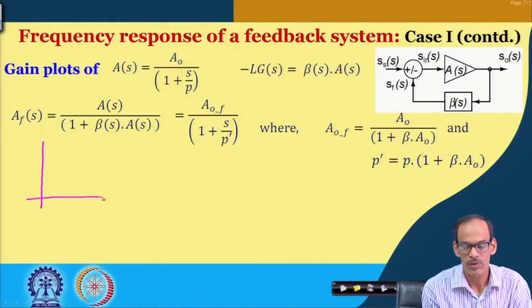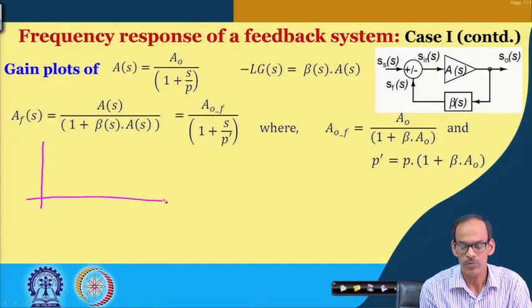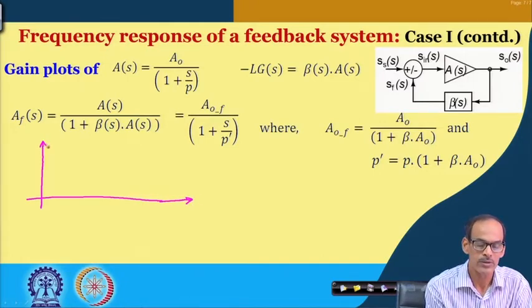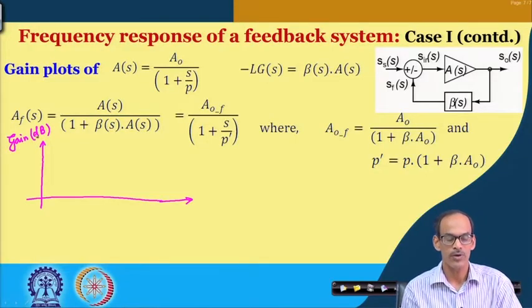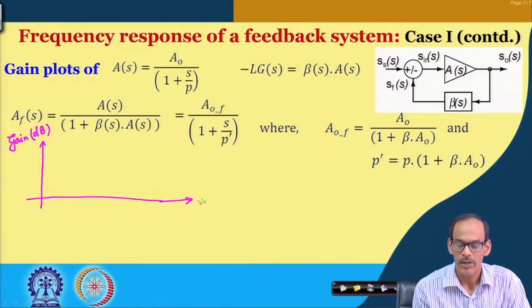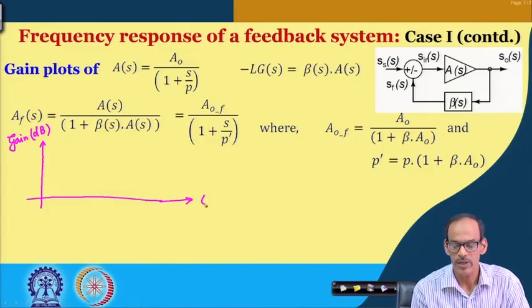So, first of all we are going to plot gain. The y axis we are considering is in dB scale, a linear quantity that is getting converted into decibels, and the x axis is omega in radian per second and in log scale.